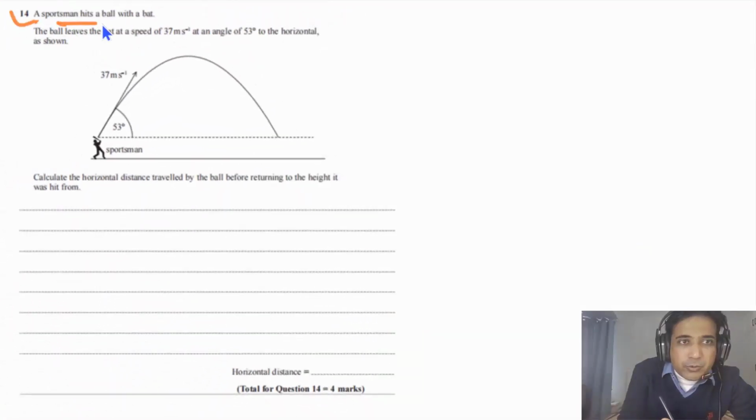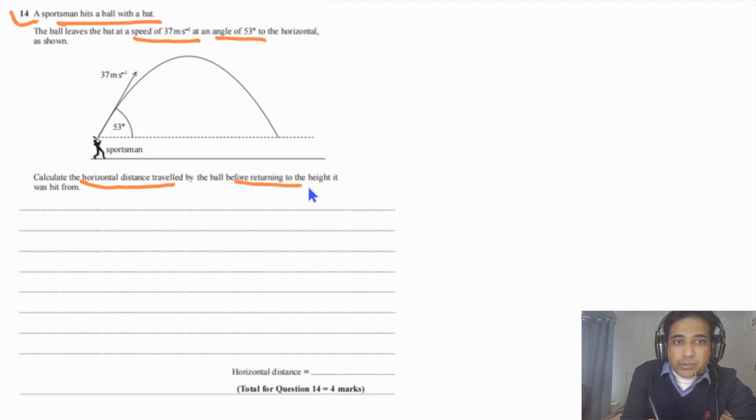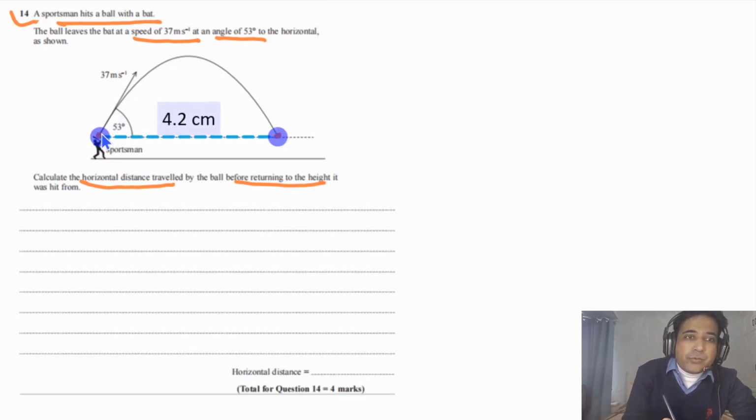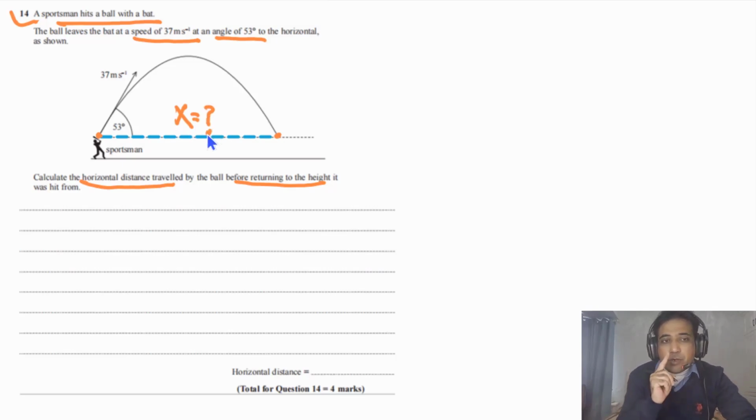Question 14 says a sportsman hits a ball with a bat. The ball leaves the bat at a speed of 37 meters per second at an angle of 53 degrees to the horizontal, as shown in the figure. Calculate the horizontal distance traveled by the ball before returning to the height it was hit from. It simply means that we need to find out the horizontal distance between these 2 points. So we can draw this line here, and mark it x. We need to find the value of x. This is what we need to calculate for this question.